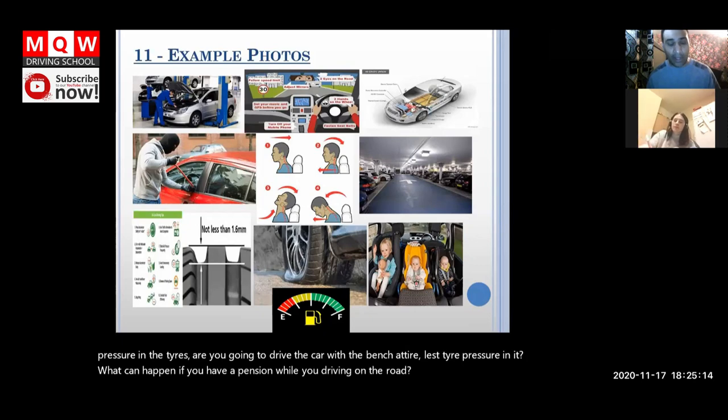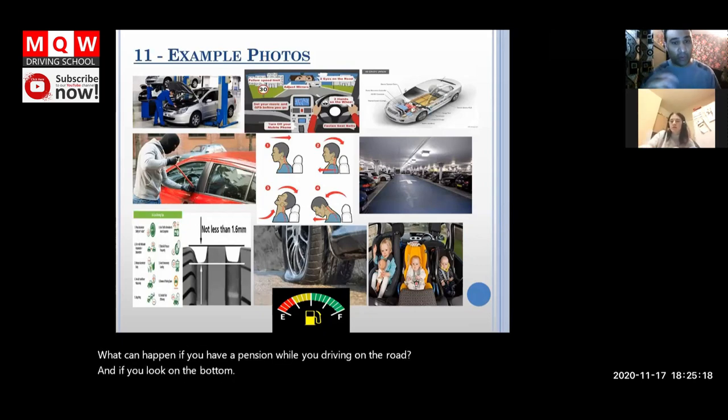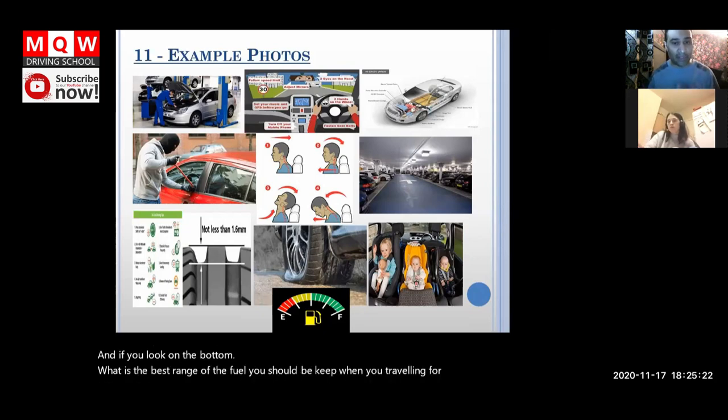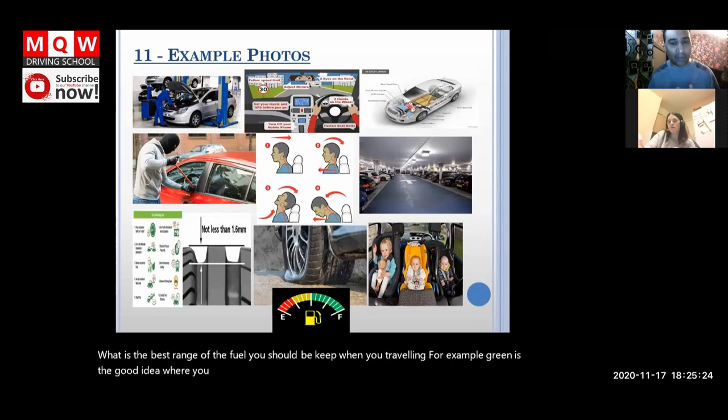And if you look at the bottom, what is the best range of fuel you should keep when you're traveling? For example, green is the good idea, where you can see red, amber and green. So anything above half is always a good idea to keep in the car. Do not try to keep the car on very low fuel all the time.